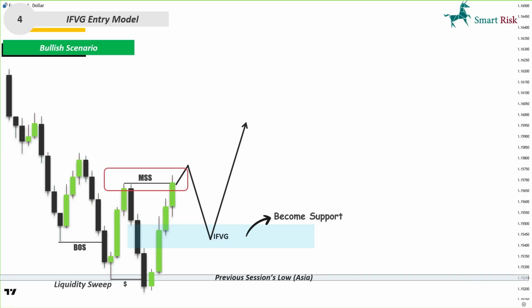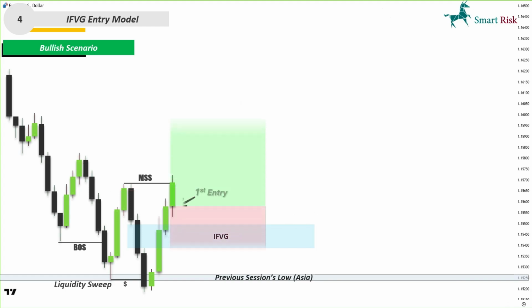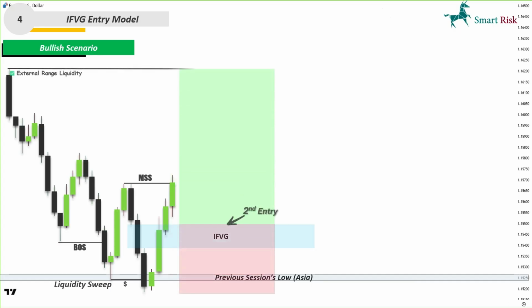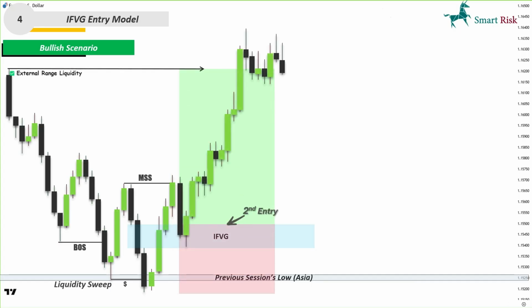For placing an entry using this model, you have two options. The first option is to enter immediately after the inversion fair value gap forms, placing your stop loss below the most recent swing low. The second option is to set a buy limit order at the highest point of the newly formed IFVG and wait for the price to retrace into it and activate your position. For take profit, you can target the nearest buy-side liquidity on the current time frame, or, if you're aiming for a larger move, a key level on the higher time frame.